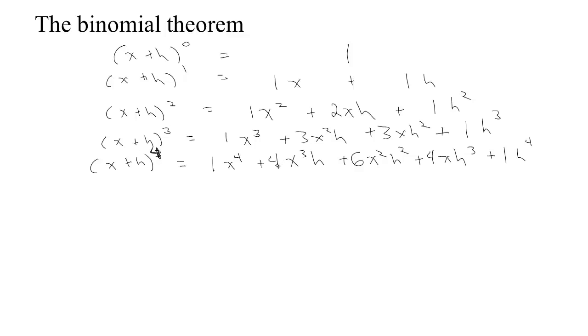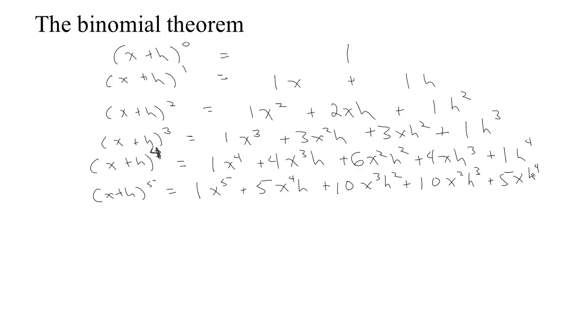I hope you're starting to see the pattern here. Since each term is getting hit by an x and multiplied by an h, there are terms that combine, so I can figure out the coefficients pretty easily. Let's go to the next one, x plus h to the fifth. We're going to have 1x to the fifth. 1 plus 4 is 5 x to the fourth h's. 4 plus 6 is 10 x cubed h squareds. 6 plus 4 is another 10 x squared h cubes. 4 plus 1 is 5.